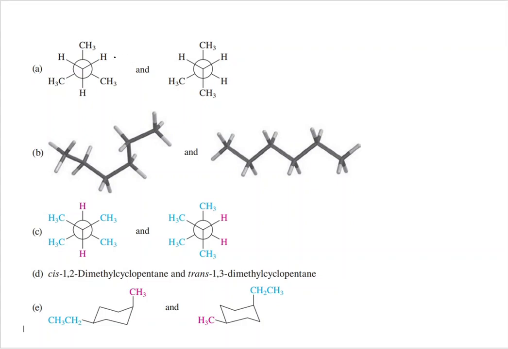All right, the first one. If you look at that Newman projection from the right side, this is you, and you're looking towards the left. This is the front and this is the rear. In the front, you have an H, an H, and an H. In the rear, you have a CH3, a CH3, and a CH3. So the name of that will be 1, 2, 3. That will be 2,2-dimethylpropane.